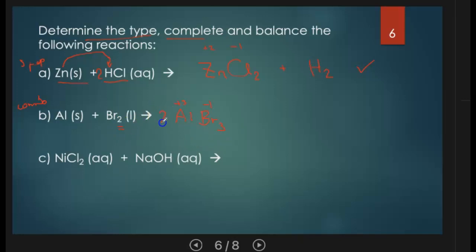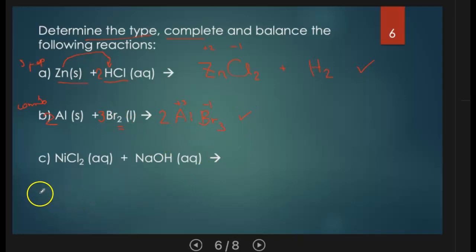So I'm going to put a 2 in front of my aluminum bromide. I'm going to put a 3 in front of the bromine, and now I'm just going to fix that aluminum. 2 times 1 gives me 2 aluminum. So I get 2 aluminum, 3 times 2 gives me 6 bromine, 2 times 3, 6 bromine.